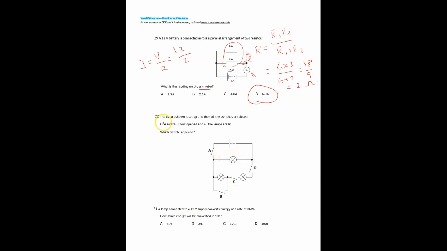Okay. So here they ask which switch is opened so that all the lamps are lit. Okay, first of all check. If you close this, the current goes here. So this is lit. Now close this. Now current goes here. This is the complete circuit. So this lamp lights.